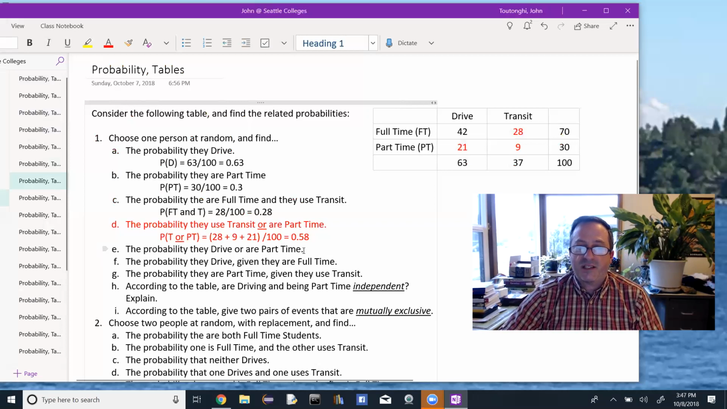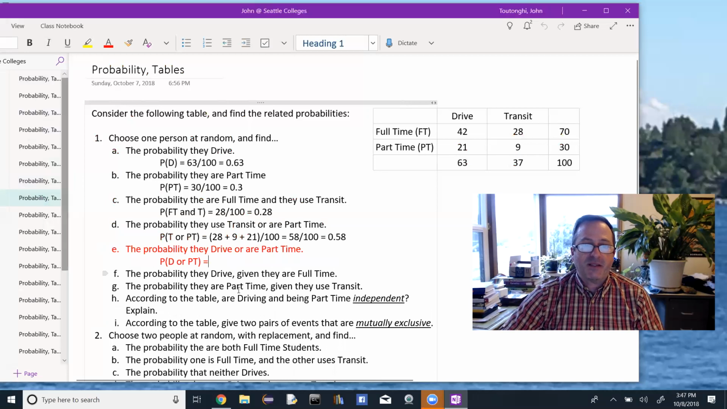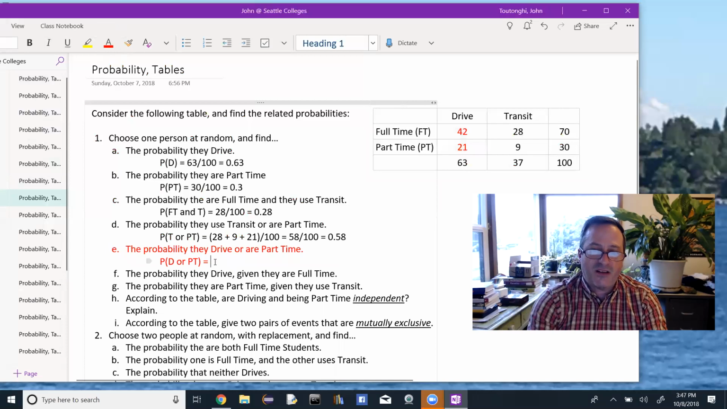I'm going to do another one of these or ones because it tends to be where people struggle. Find the probability that they drive or are part-time. So now we're looking at the probability that they drive. So again, in the table, I could go for the 63, but let's do each area, each number of people separately. So I have the ones who drive, we have 42 in the first square, plus 21 in that second square. And then we want that or they're part-time.